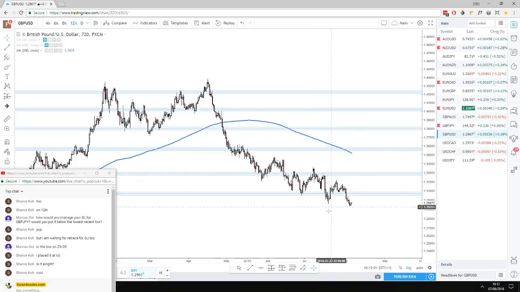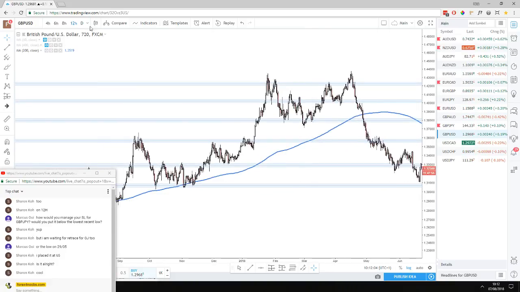GBPUSD, ooh, it's still heading down. We need some support areas for GBPUSD down here.